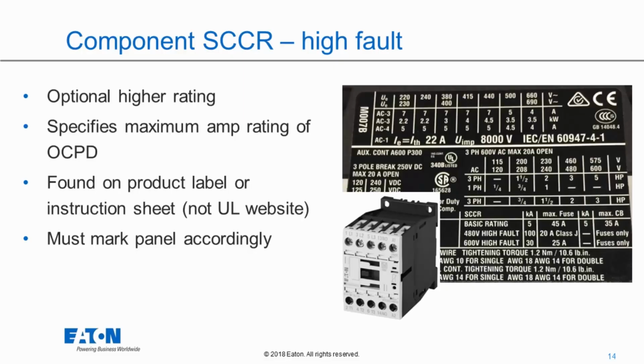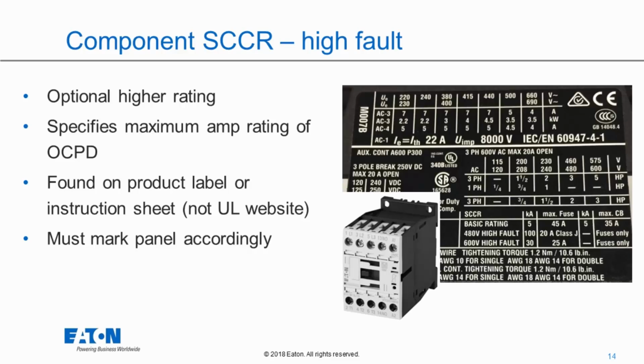So when I look at this contactor here, I can see the basic rating is listed in SCCR. It's 5 kA with a 45 amp fuse, or 5 kA with a 35 amp circuit breaker, or a high fault rating, right? 480 volt high fault. It's 100 kA with a 20 amp Class J fuse.